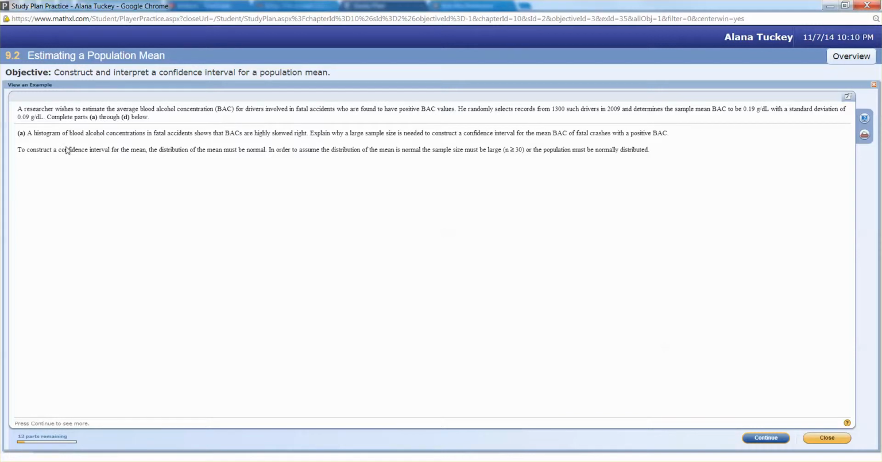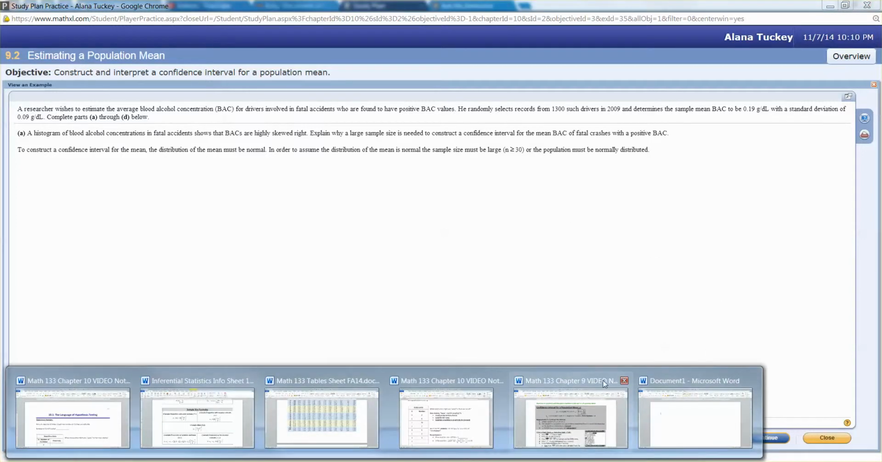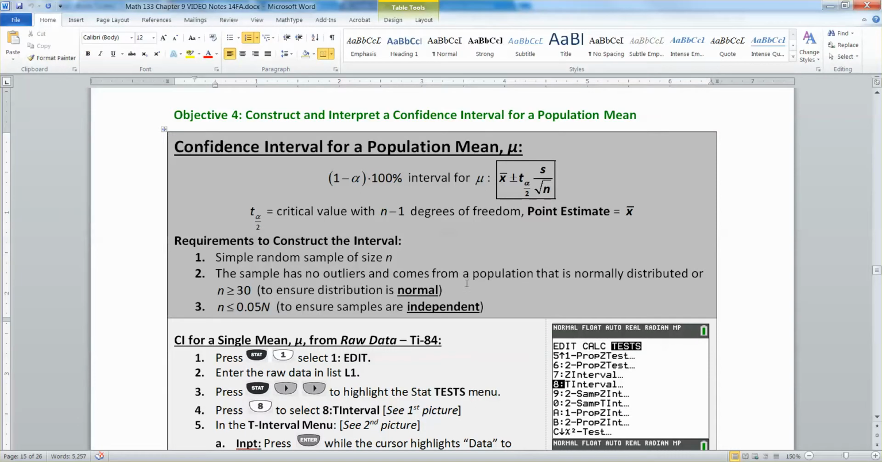All right, part A says a histogram of blood alcohol concentrations in fatal accidents shows that the BACs are highly skewed right. Explain why a large sample is needed in order to construct a confidence interval. Well, that harkens back to chapter 8. Remember that either your distribution has to be normal to begin with, but this one is not. It says it's very skewed right. If that's the case, then we want n to be larger than 30 in order to ensure the distribution is normal, based off of the notes from chapter 8, the central limit theorem in particular.